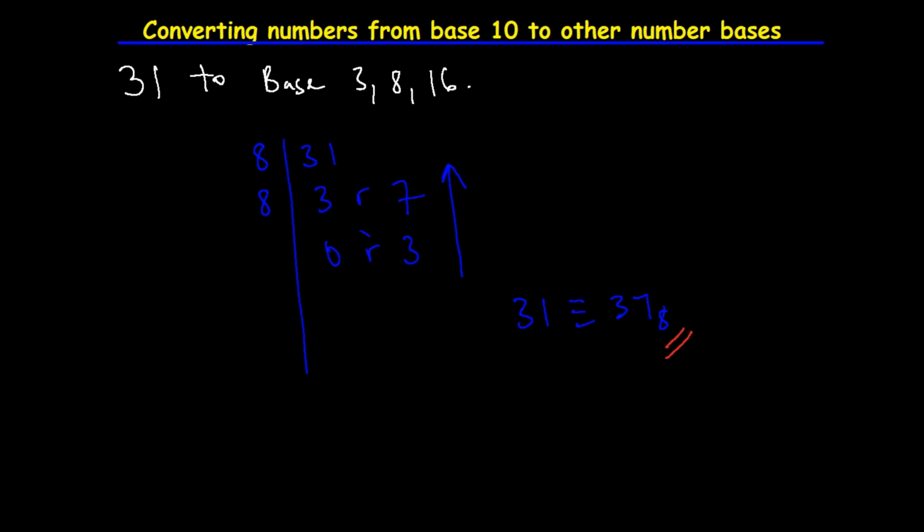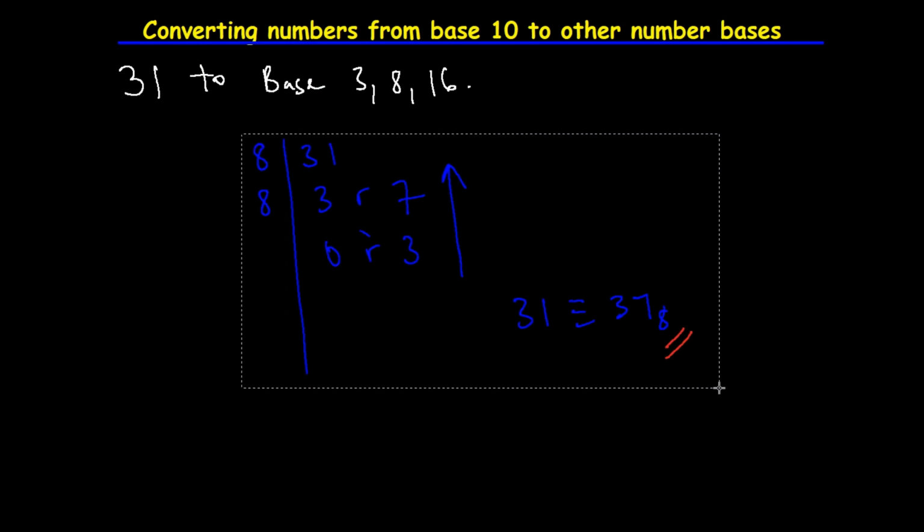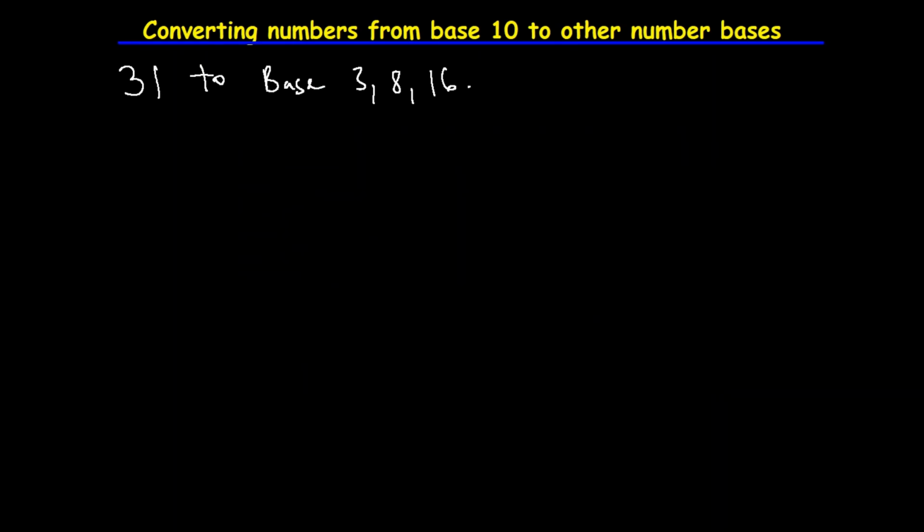Let's attempt the next question. The next question says we should convert the number 31 to base 16. So still the same steps, 16, 31. 31 divided by 16 will give us 1 remainder 15. 1 divided by 16 will give us 0 remainder 1.